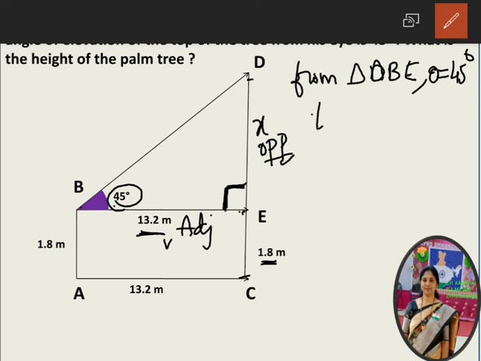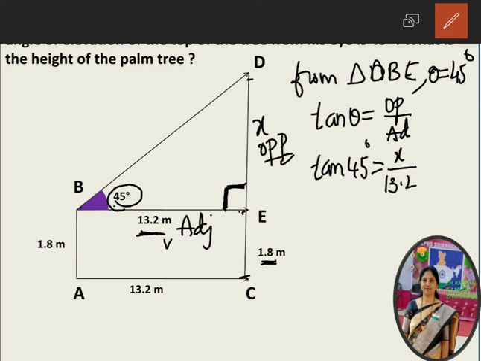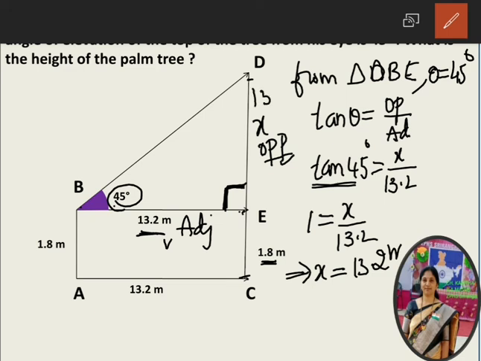We know that tan theta is equal to opposite by adjacent. So tan theta is nothing but 45 degrees, which is equal to opposite, that is x, by adjacent 13.2. Okay, so we know that tan 45 degrees value is 1. So 1 is equal to x by 13.2. That means clearly x value is equal to 13.2 meters. So that means here the DE length is 13.2 meters. Now we have to find out the height of the palm tree.